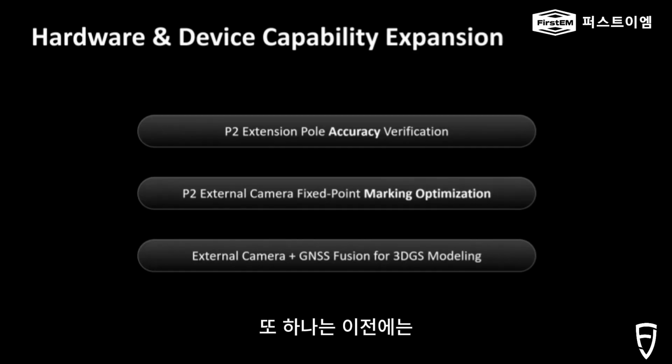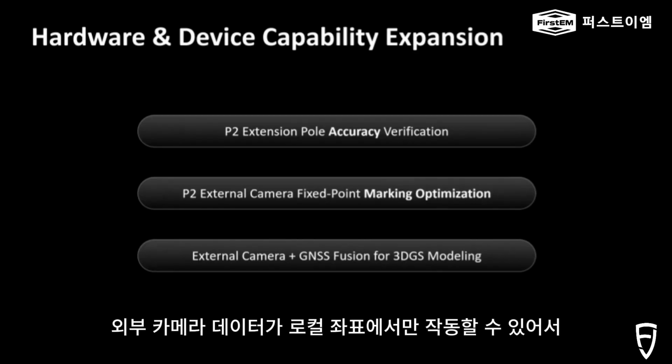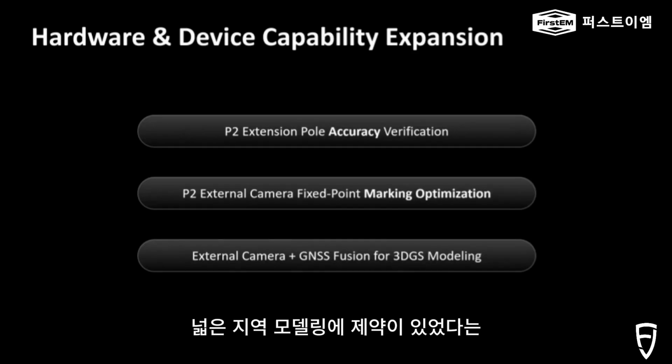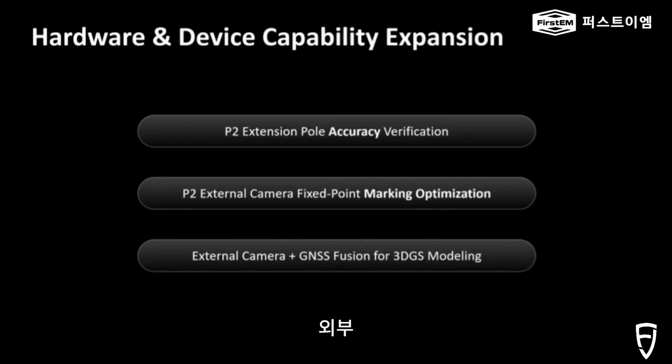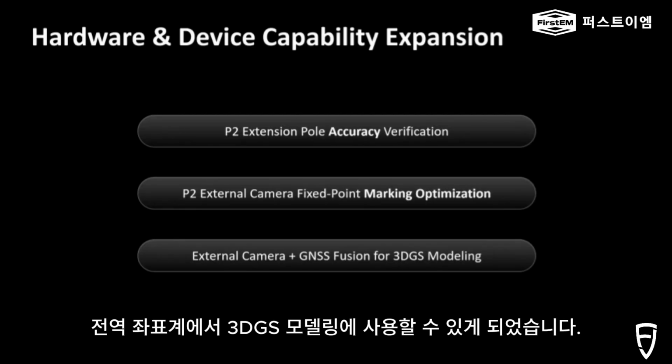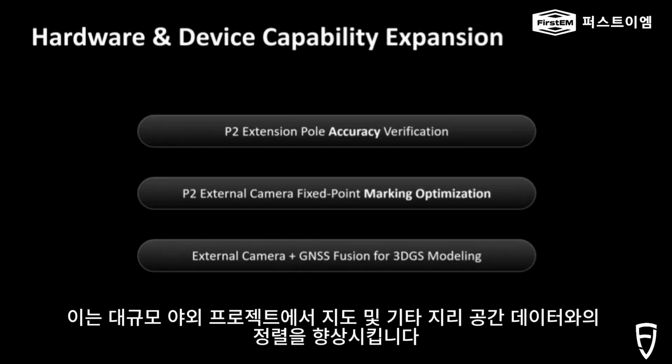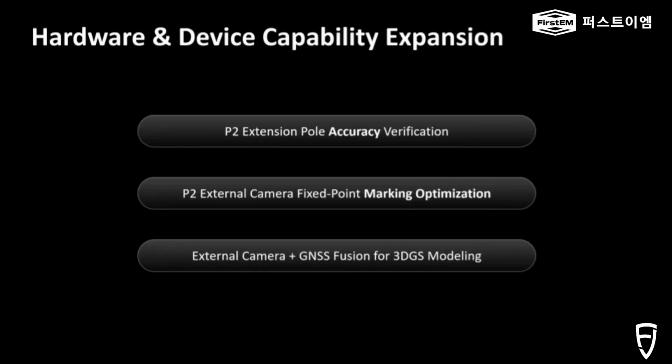Another thing is that previously external camera data could only work in local coordinates, which limited large area modeling. This version adds GNSS fusion, basically enabling external camera data to be used for 3DGS modeling in a global coordinate context. This improves alignment with maps and other geospatial data in large-scale outdoor projects.